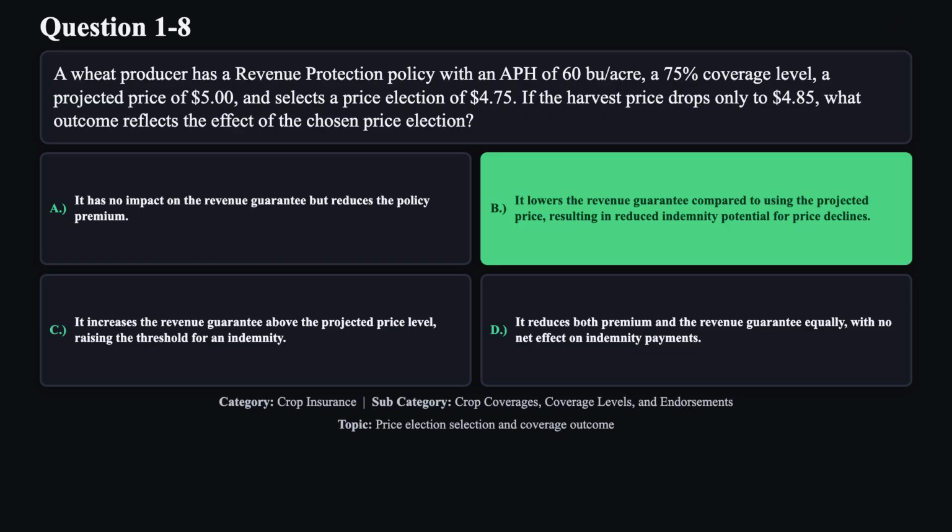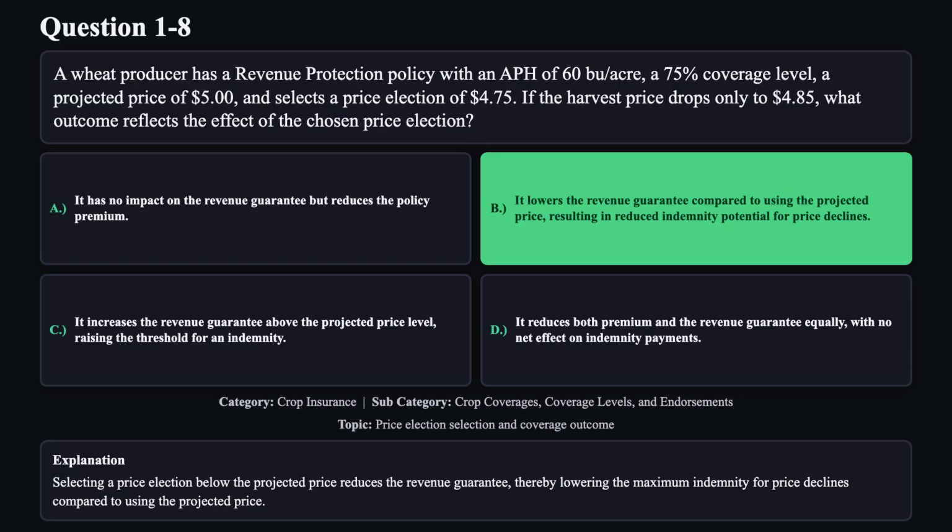The correct answer is B. Selecting a price selection below the projected price reduces the revenue guarantee, thereby lowering the maximum indemnity for price declines compared to using the projected price.